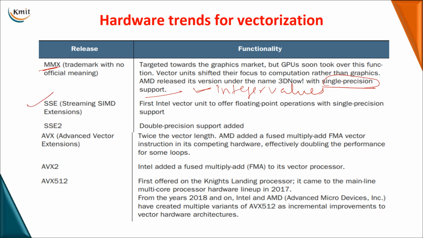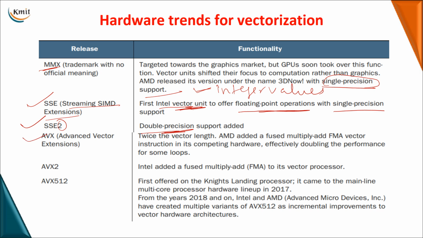Next, we have another technology, SSE, which is Streaming SIMD Extension. This was the first Intel vector unit developed, and it was generally used for floating point operations with single precision. Later on, they went for SSE2, as it implies. The operation would be the same. It was developed by Intel for floating point operations. The only thing is it was for double precision. These are all the hardware innovations that were made in order to support vectorization.